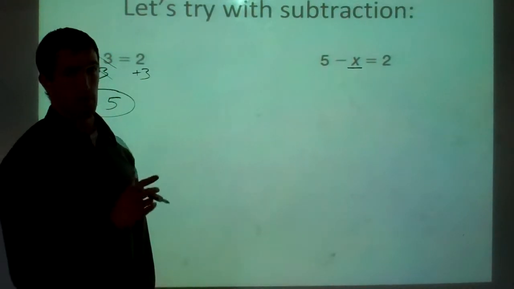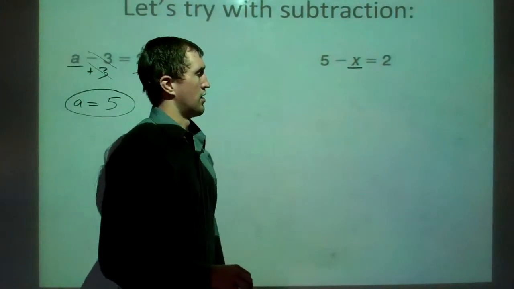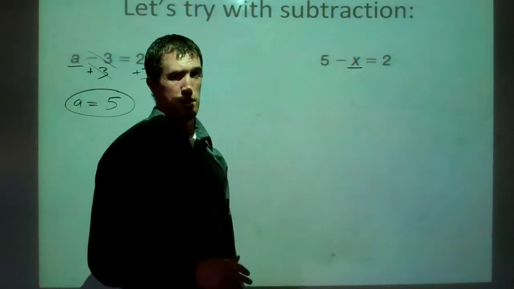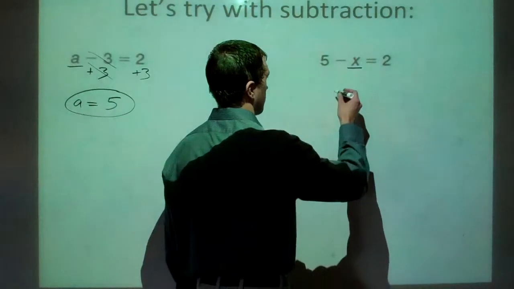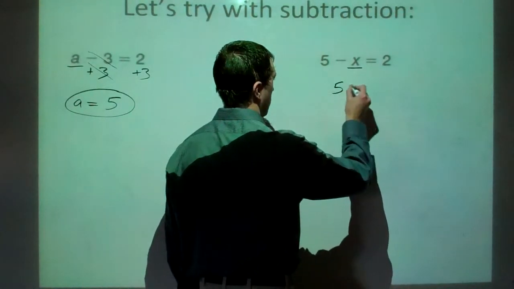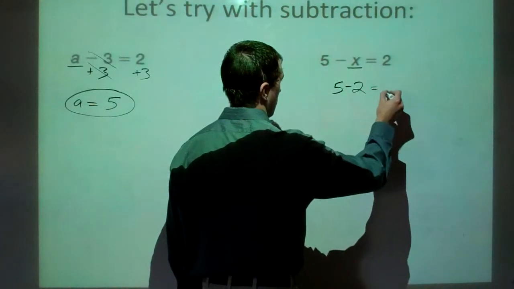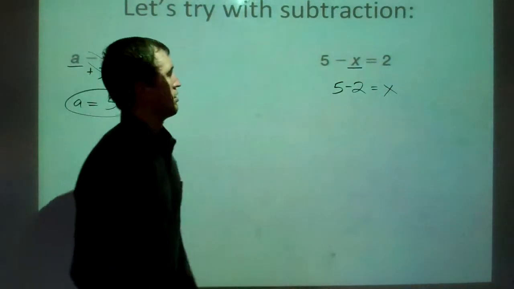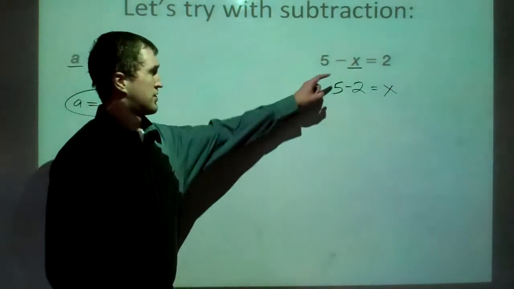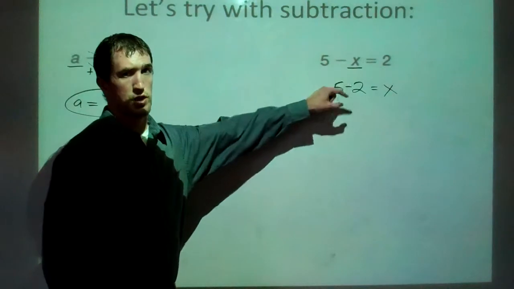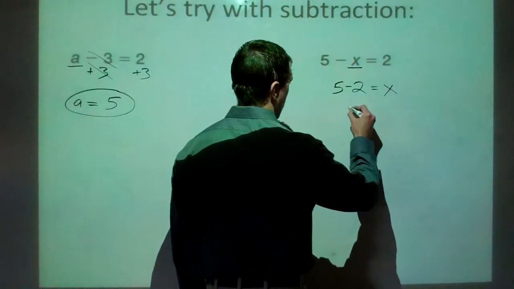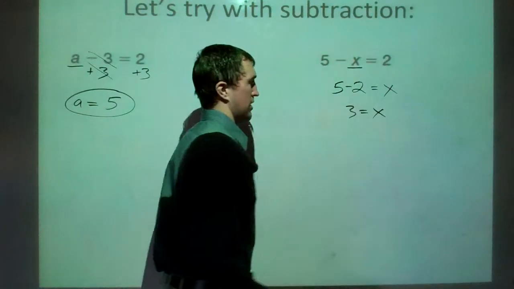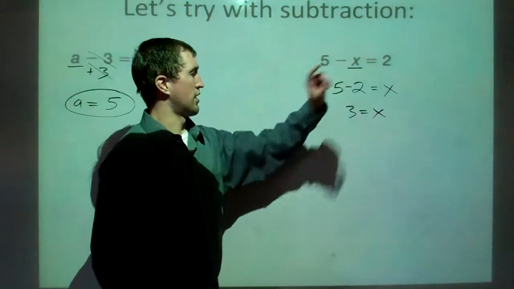So whenever we have this situation, and until we get further along in the algebraic process, we're not quite there yet, we're just going to go ahead and say 5 minus 2 equals x. So, whenever we have this situation, when the variable is being subtracted, we do 5 minus 2 equals x. So, 3 equals x. Does that make sense? 5 minus 3 gives us 2? Yes.